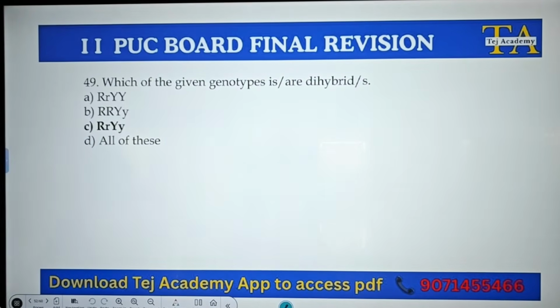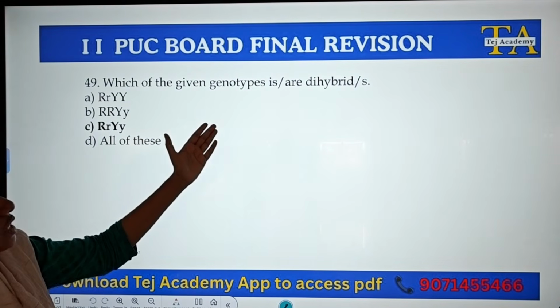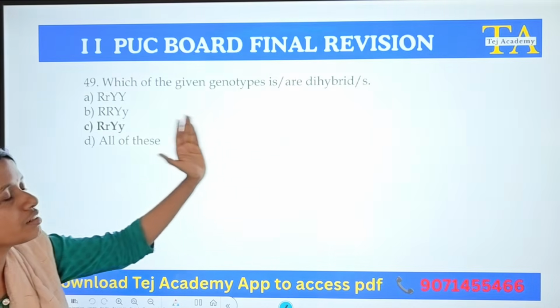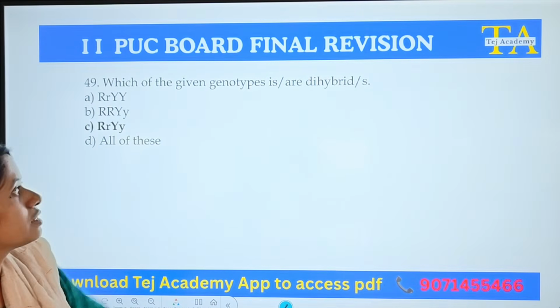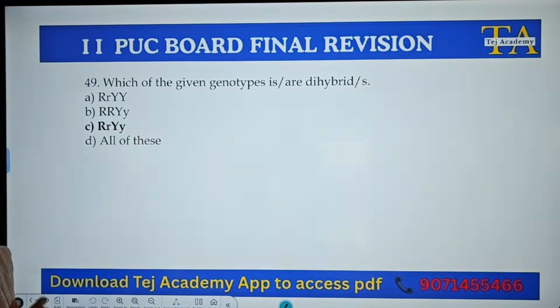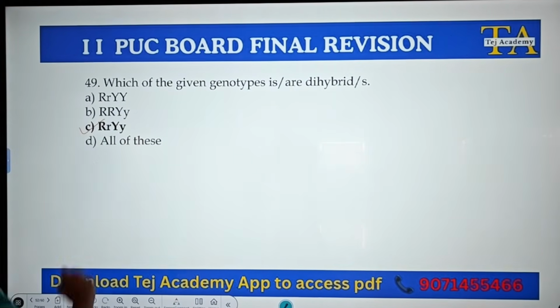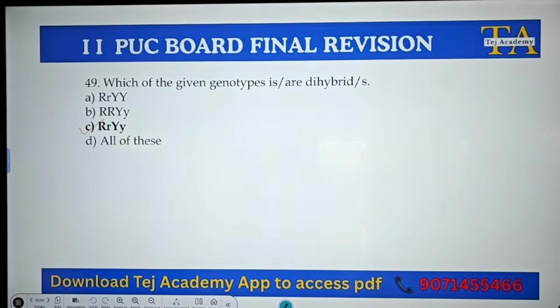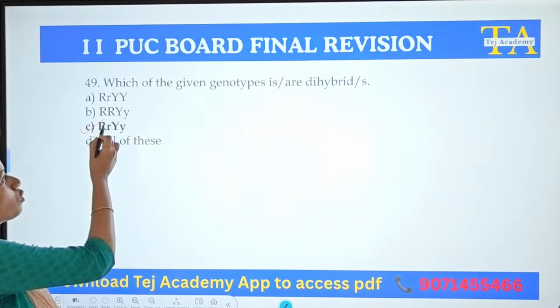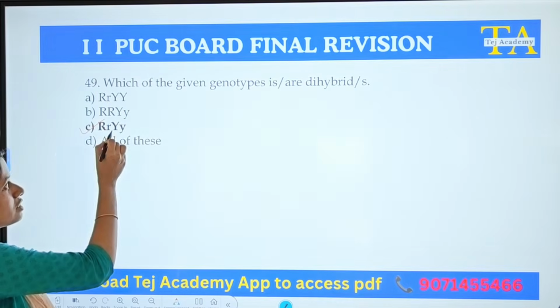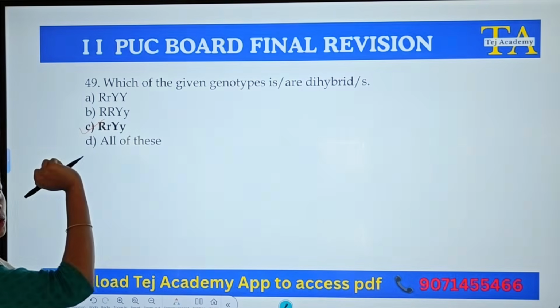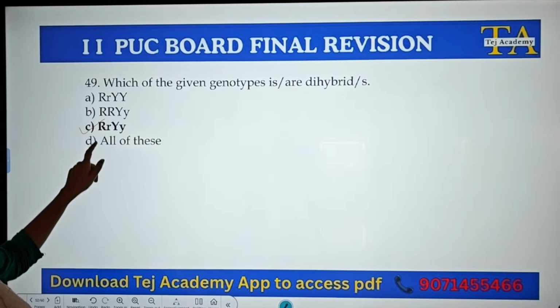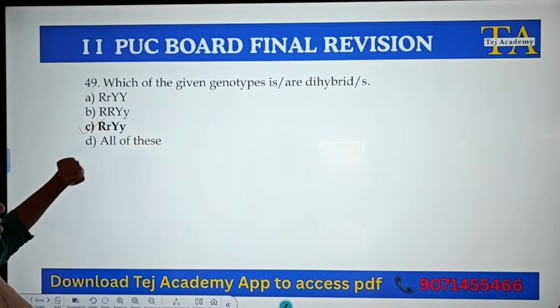Next question. Which of the given genotype is or are dihybrid or dihybrids? So this question is confusing. Here the right answer is this one. Here they are asking not hybrid but dihybrid. That means that both of the characters, that is round and yellow, should have a dominant allele and recessive allele, and dominant allele and recessive allele.